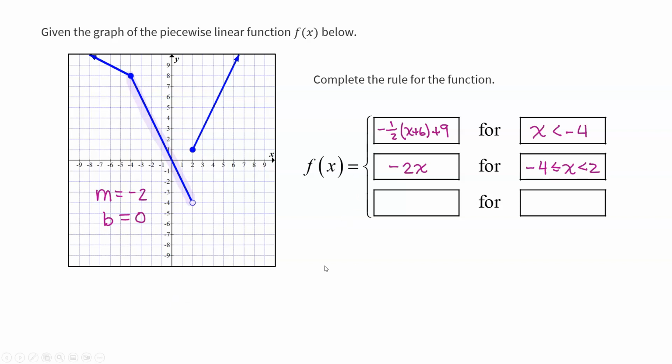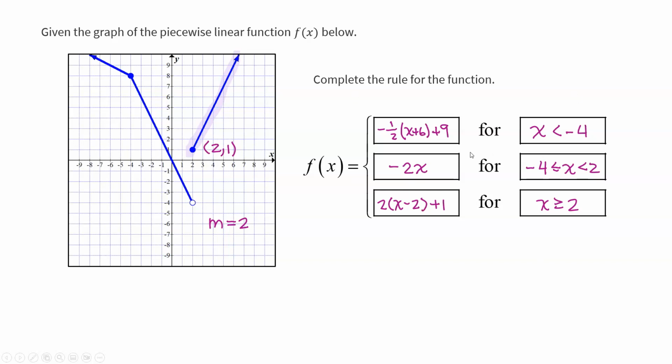And of course, the third portion goes from 2 and beyond, so x is greater than or equal to 2 is what this is for. I can see that this one has a slope of 2, up 2 right 1. So the slope is 2. I'm going to use the point (2, 1) as the point of reference. So as far as an equation goes, I'm going to have f of x or y equals 2 times (x minus 2) plus 1. So this would be one possible answer.